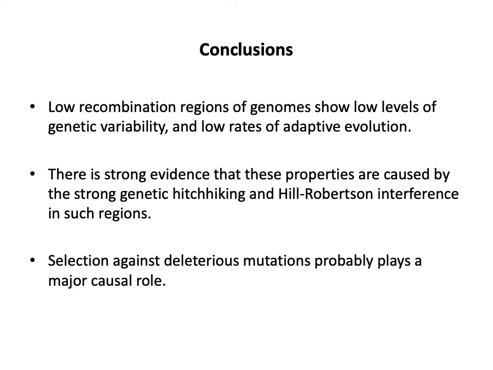So, what are the conclusions here? Well, low recombination regions of genomes showed low levels of genetic variability and low rates of adaptive evolution. There's strong evidence that these properties are caused by stronger hitchhiking and Hill-Robertson interference effects in such regions. And selection against deleterious mutations probably plays a major causal role in the patterns that we see.